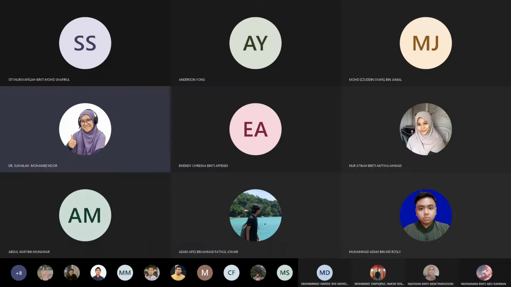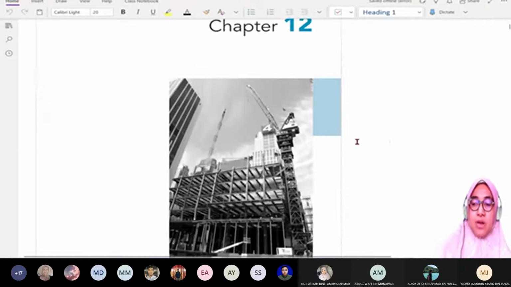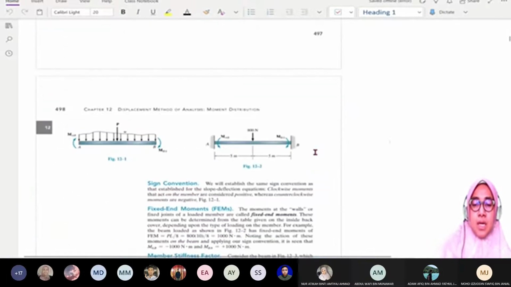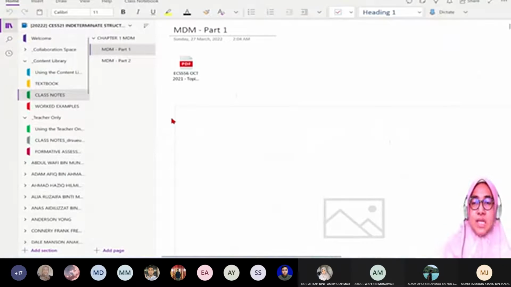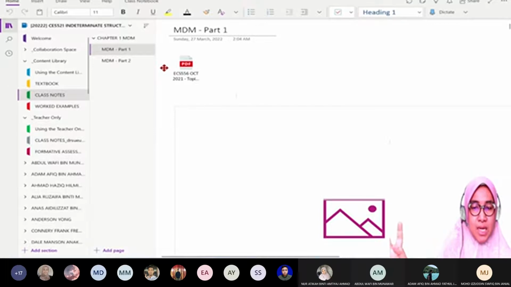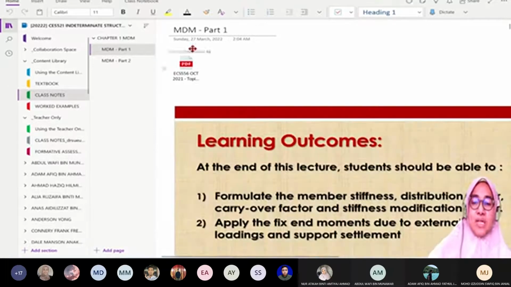For this book, you have to refer to chapter number 12. So I basically refer to the textbook the most. That is why the notes that you can find under Class Notebook. Since this semester I am also teaching structural analysis for EC 220 students, inshallah. And I got these notes.